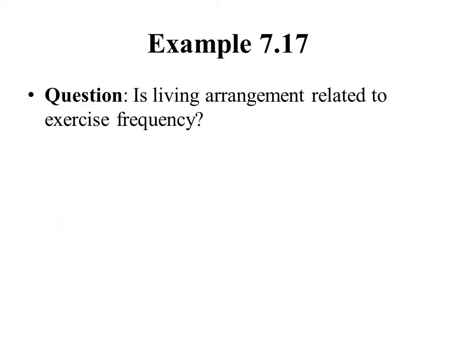So this test is actually going to be very similar to our two-proportion z-test that we saw a few sections ago. And so to illustrate this, let's look at this first example, example 717 from the textbook. And the question here we're going to ask is, is living arrangement related to exercise frequency?